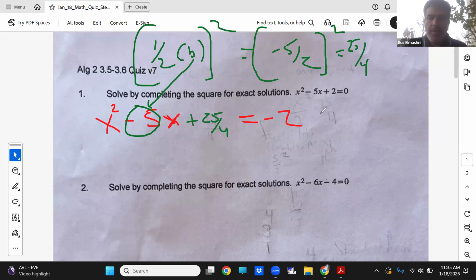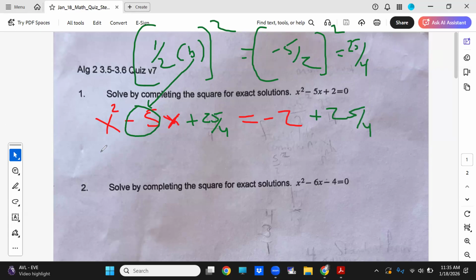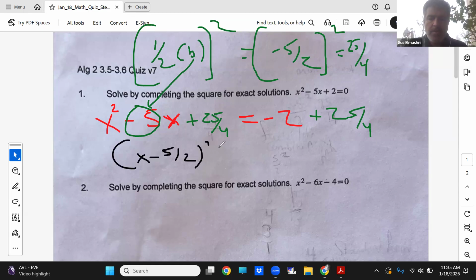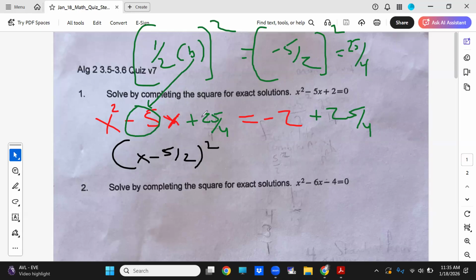So it's fair treatment. Now, why do we care to do that? That's because it enables me to factor the left side. So the left side becomes x minus 5 halves squared. This is always going to be the b value over 2, negative 5 halves, because if you multiply x minus 5 halves with itself, you will get the expression right above. You will get x squared minus 5x plus 25 fourths.